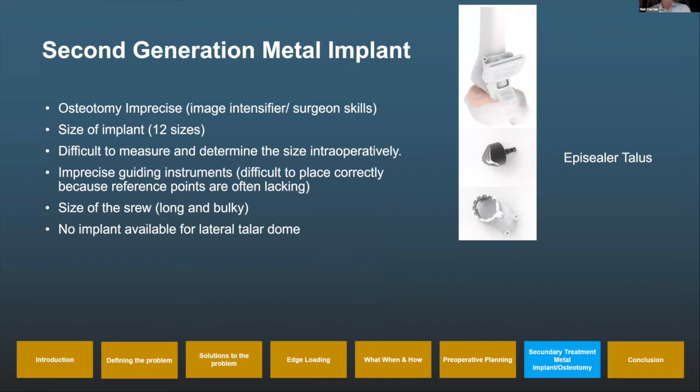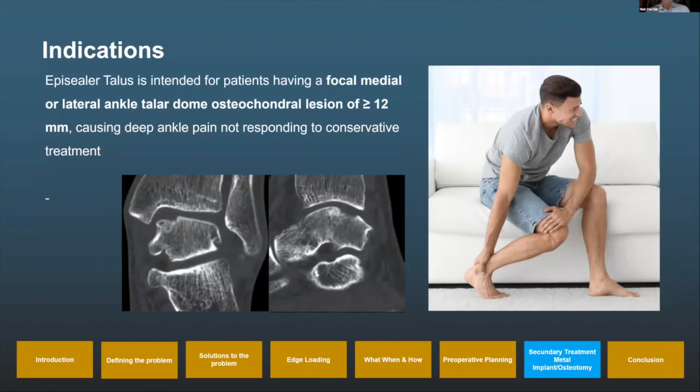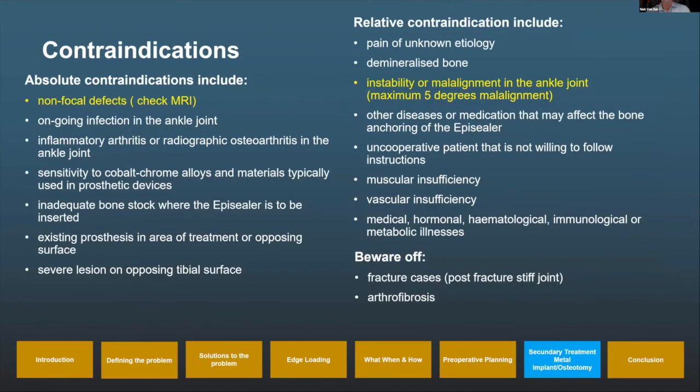And there is an implant available for the lateral talar dome. Indication is for patients with a focal, medial, or lateral talar dome osteochondral lesion of more than 12 millimeter, not responding to conservative treatment. Of course, there are the contraindications, which you will all recognize, specifically the non-focal defects, instability or malalignment, and you can see the other contraindications.